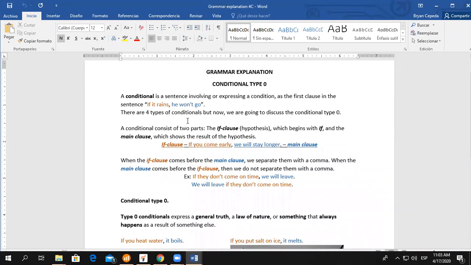We're going to talk about conditionals, okay? What are conditionals? First of all, a conditional is a sentence involving or expressing a condition.